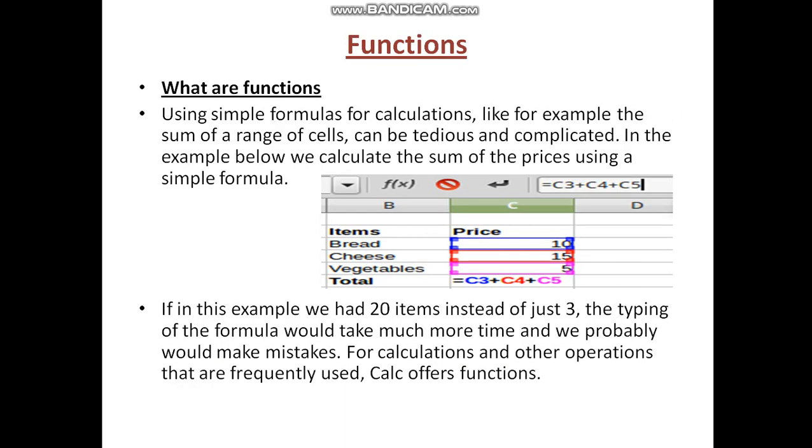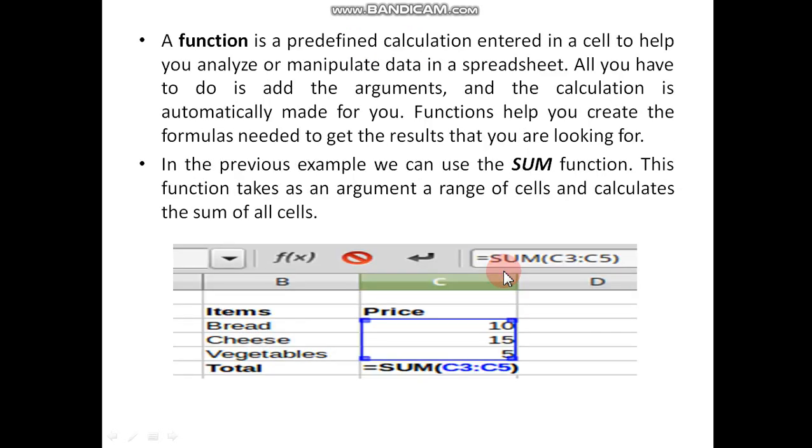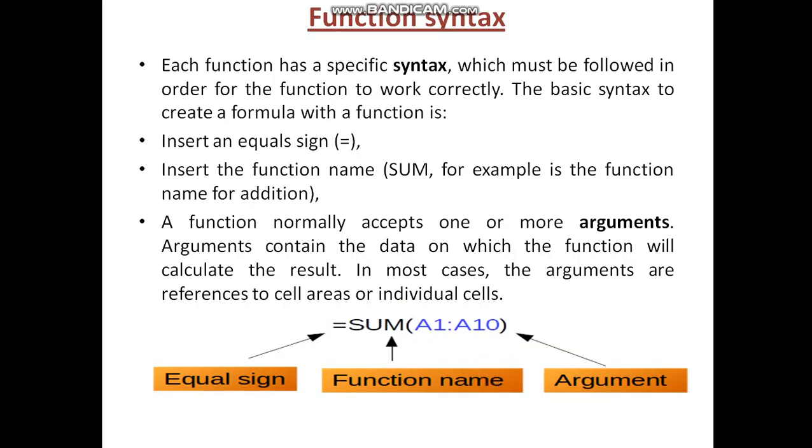See, here we write equal to C3 plus C4 plus C5. Instead of this formula, we use equal to SUM and the cell range from C3 to C5. Click on the C3 cell and drag to the C5 cell. So, it automatically applies equal to SUM of C3 to C5. It's easy for you. Now, function syntax.